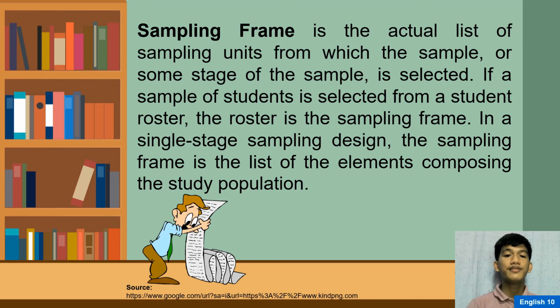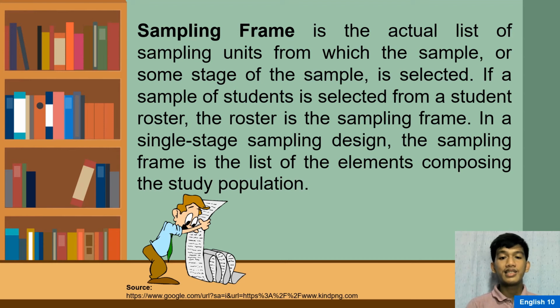Now let's have the sampling frame. This is the actual list of sampling units from which the sample or some stage of sample is selected. If a sample of students is selected from a student roster or a list of students, that is what is being referred to as a student roster, a list of names of the students. The roster is the sampling frame.